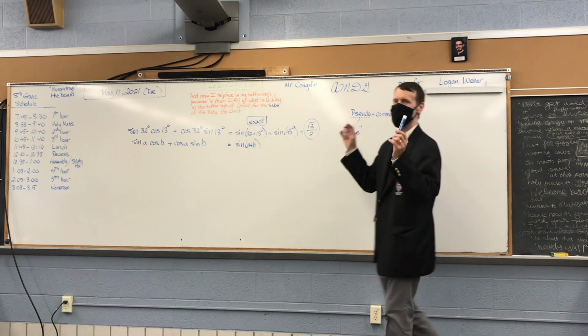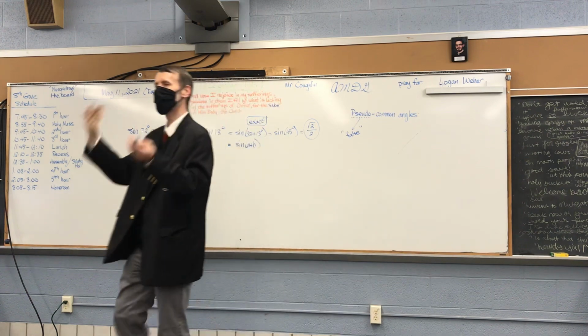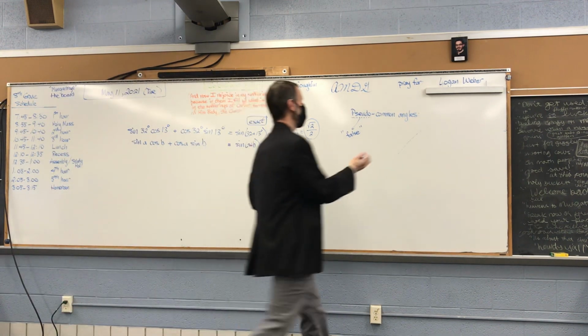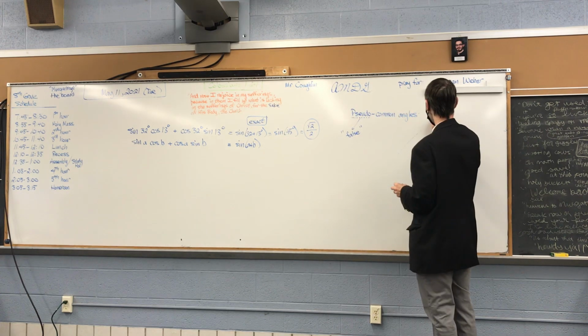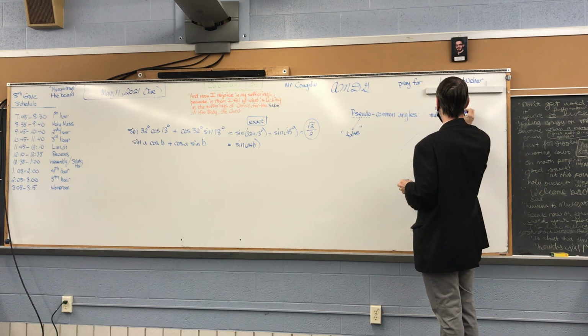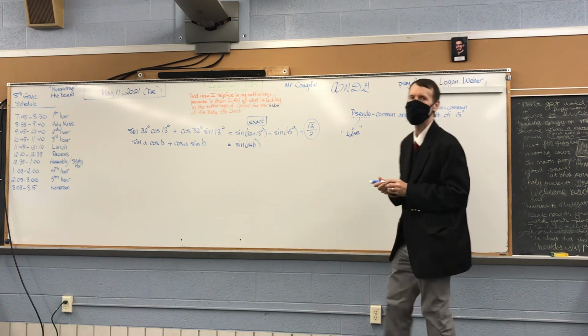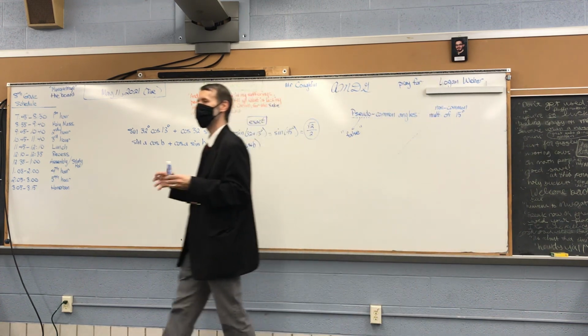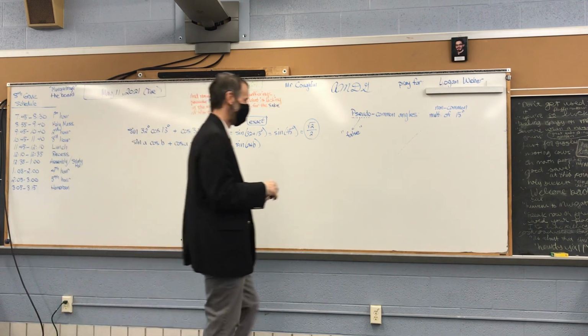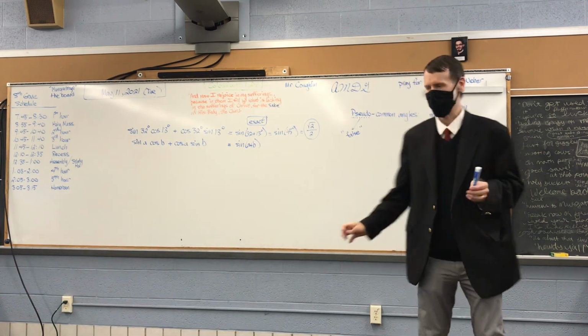Pseudo-common angles are something that looks common but isn't. By definition, a pseudo-common angle is any non-common multiple of 15 degrees. Any non-common multiple of 15 degrees. That's called a pseudo-common angle. Why do they call it pseudo-common?